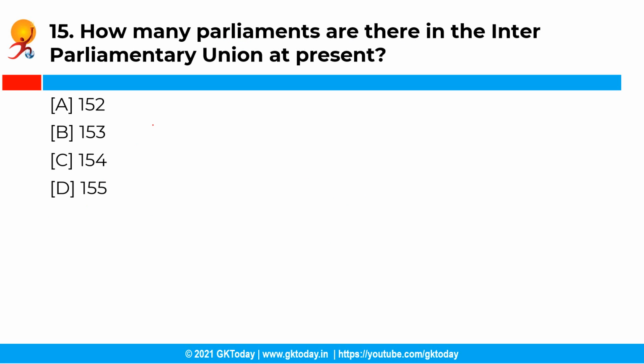Now the next question is, how many parliaments are there in the Inter-Parliamentary Union at present? So you have the following options and the correct answer is option B, that is 153. So the Inter-Parliamentary Union is an international organization of the parliaments of sovereign states, and at present the Inter-Parliamentary Union consists of a total of 153 parliaments of sovereign nations.